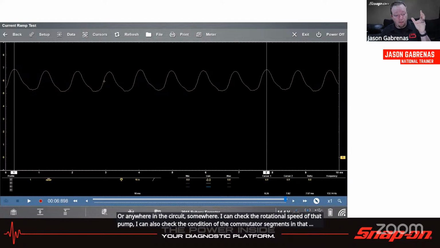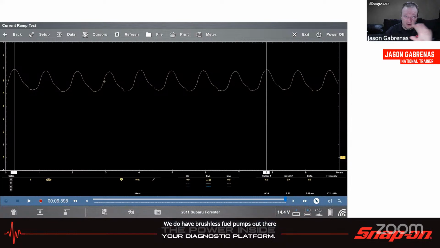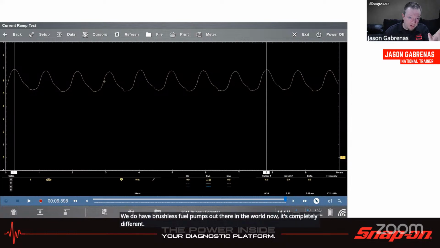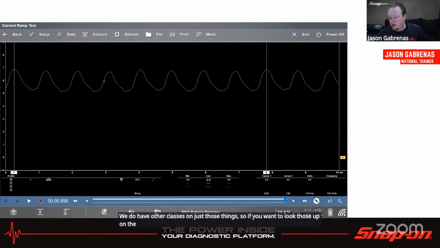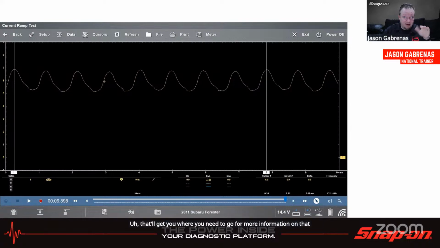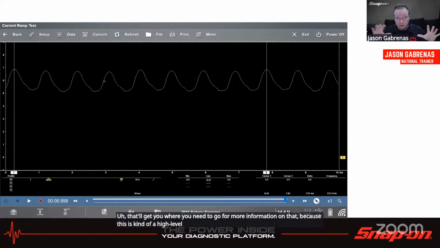Now, this is a normal brushed fuel pump. We do have brushless fuel pumps out there in the world now. It's completely different. We do have other classes on just those things, so if you want to look those up on the YouTube channel, that's fine. That'll get you where you need to go for more information, because this is kind of a high level, what can I do sort of thing.